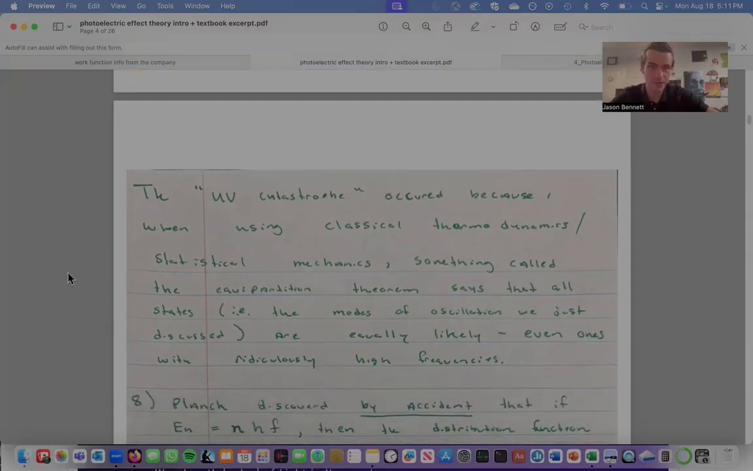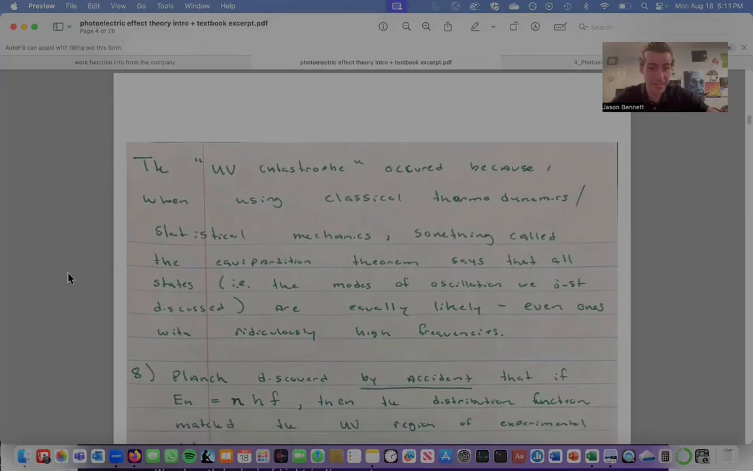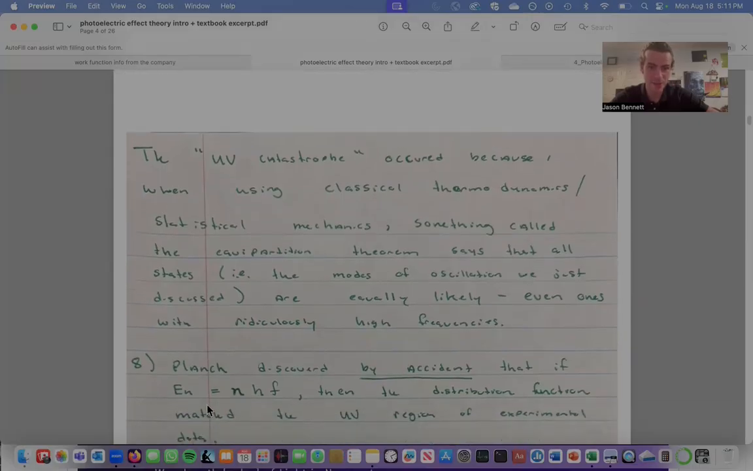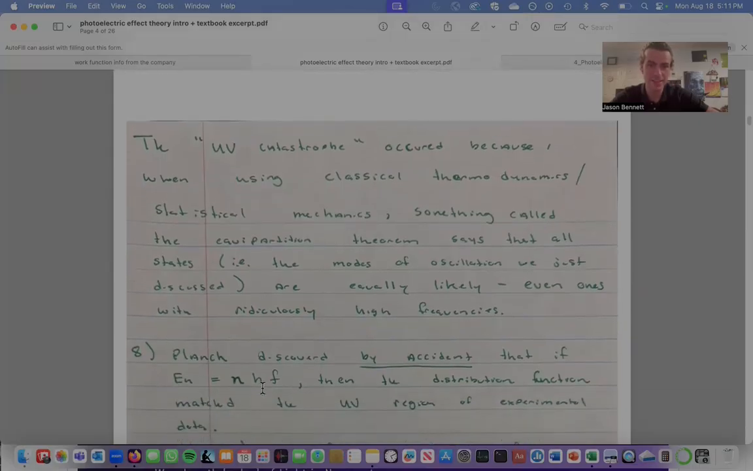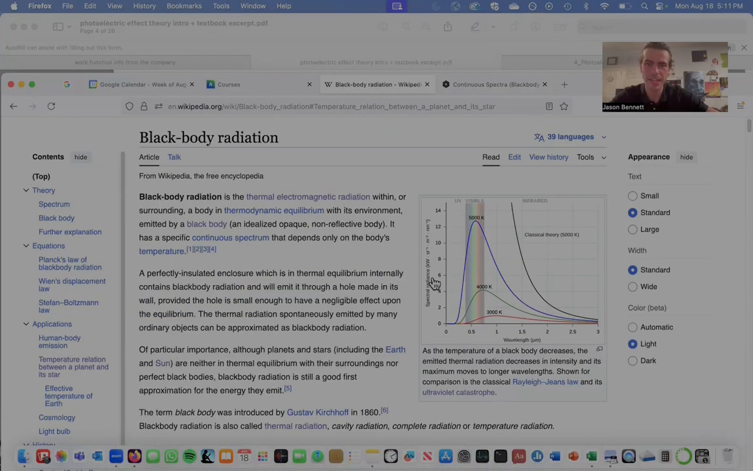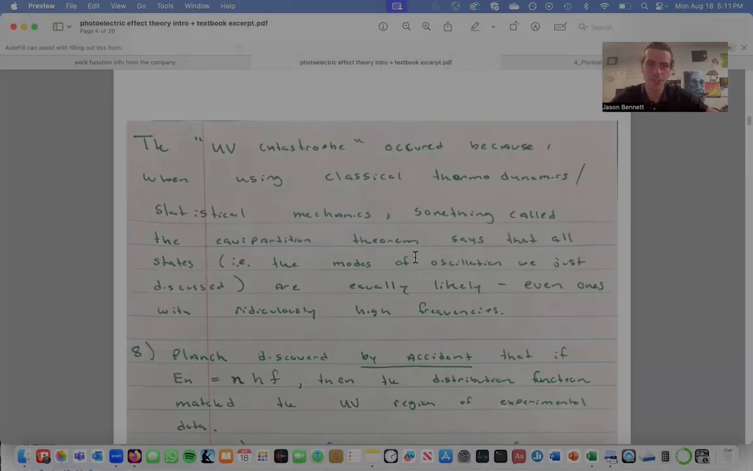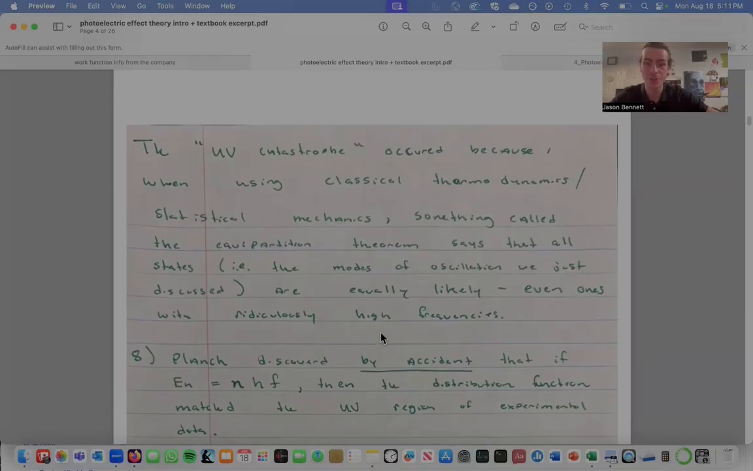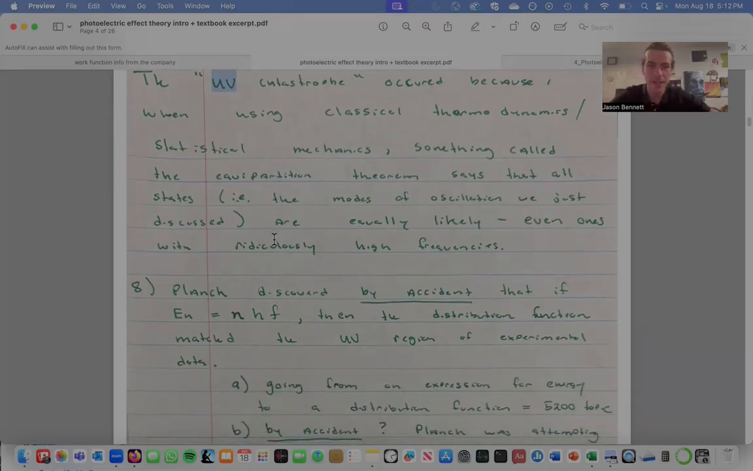So Planck discovered by accident that if he used this equation that he postulated, then the distribution function, not a huge thing to realize, it's basically how likely it is for things to be at different states, matched the UV region of the experimental data. I'll talk a little bit more about this UV in a minute. There's a reason why it's called the UV catastrophe as opposed to the IR catastrophe.